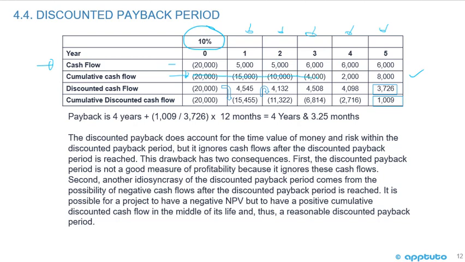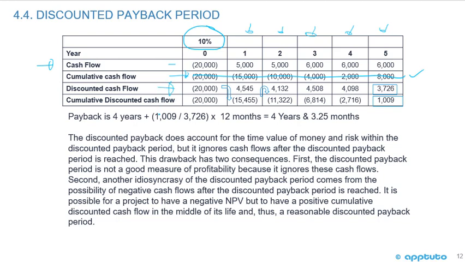But we're not going to look at that row anymore, because what we're going to do is discount these cash flows, and we're going to use 10%. So 5,000 discounted 10% for 1 year is 4,545. 5,000 discounted 10% for 2 years is 4,132. 6,000 discounted for 3 years is 4,508. 6,000 discounted for 4 years at 10% is 4,098. And finally, 6,000 discounted for 5 years at 10% is 3,726. That's our discounted cash flow.